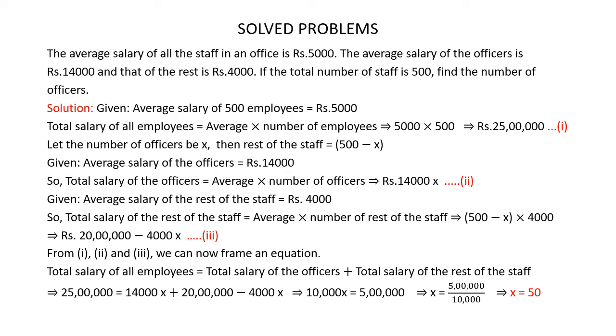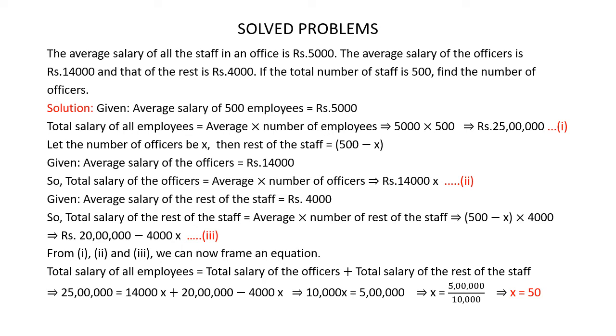Now it's given that the average salary of the rest of the staff is rupees 4,000. So the total salary of the rest of the staff is average multiplied by number of rest of the staff. This is 4,000 multiplied by 500 minus x. This is nothing but 20 lakhs minus 4,000x. So the total salary of the rest of the staff is 20 lakhs minus 4,000x. This is the third equation.